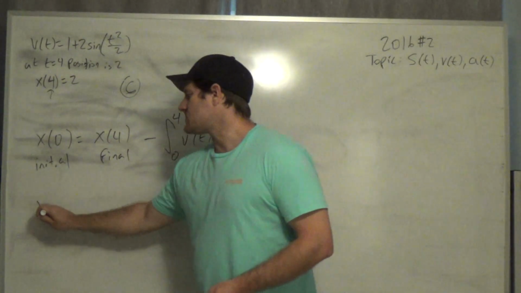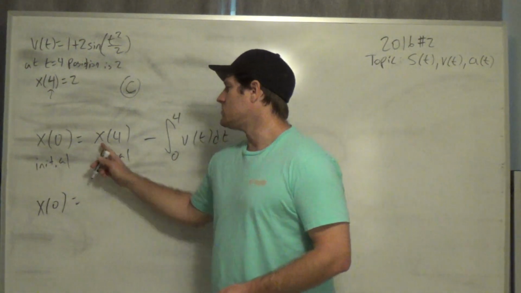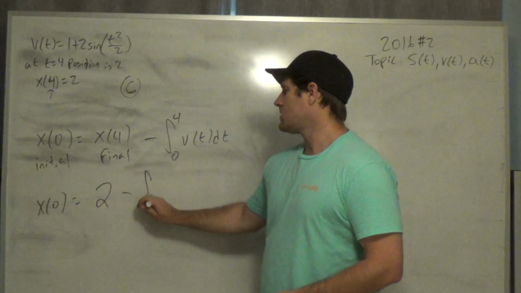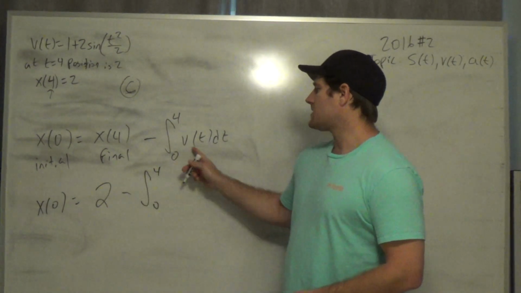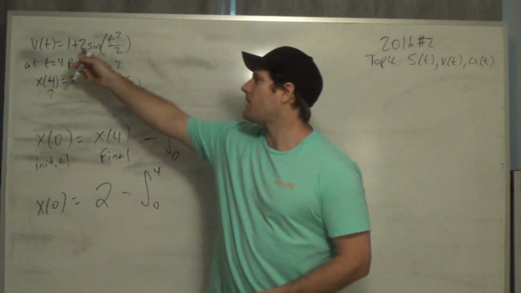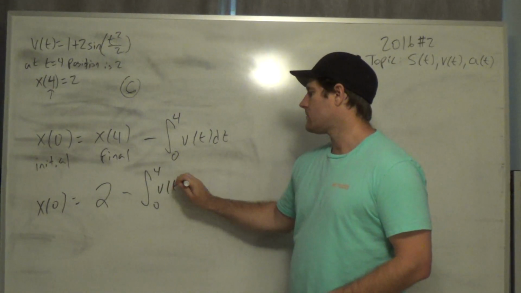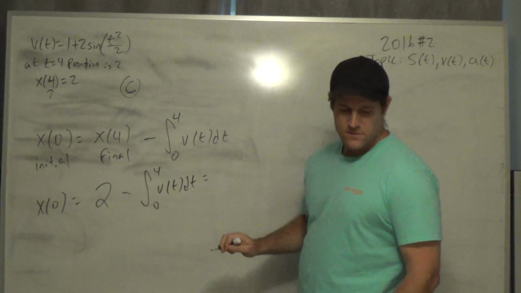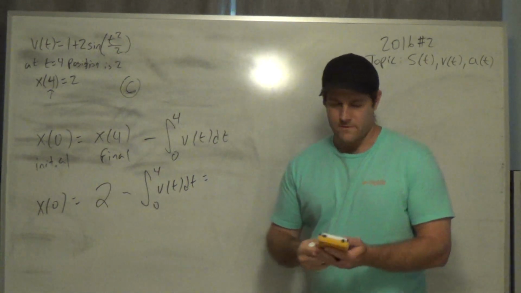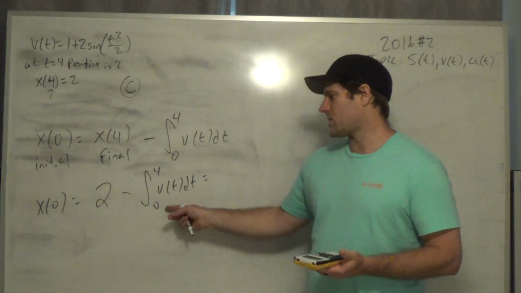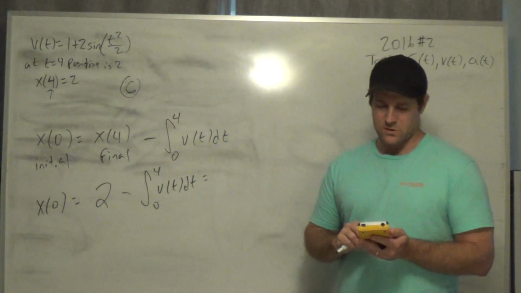Now, when I go to type this in my calculator, I'm going to use x of 4, I'm going to use the number 2. My initial position was 2, and then the area. And when I get to v of t, you can either type out the whole equation, or you can use hotkeys. I have this in y1 in my calculator. So I'm just going to type this in and get the answer right. So again, the area underneath velocity gives the net change in position. So this will tell me how much position changed from time 0 to 4.